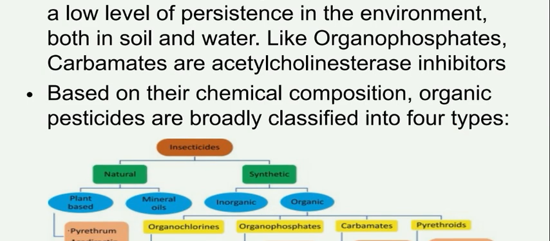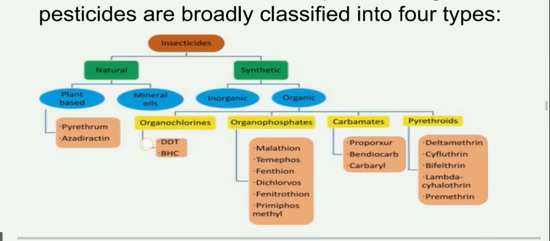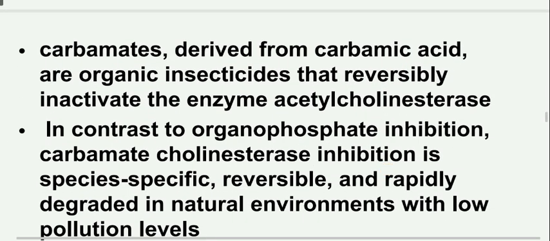Based on their chemical composition, organic pesticides are broadly classified into four types: natural, synthetic, plant-based, mineral oils, inorganic, organic. Pyrethrum is plant-based. Mineral oils, DDT, BHC, etc. are organic. Organophosphates: malathion, etc. Then carbamates: carbaryl. Then pyrethroids: permethrin is an example.